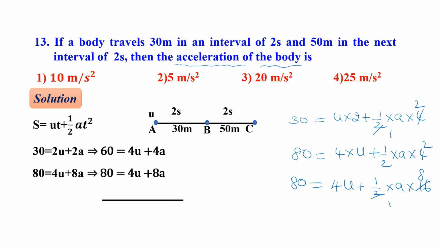Now we are subtracting these equations, then 4u minus 4u gets cancelled and the remaining equation is 60 minus 80, minus 20, is equal to minus 4a. Minus minus gets cancelled. a is 4 ones 4, 4 fives 20. a is equal to 5 meters per second square. So the second option is correct. Okay, next.